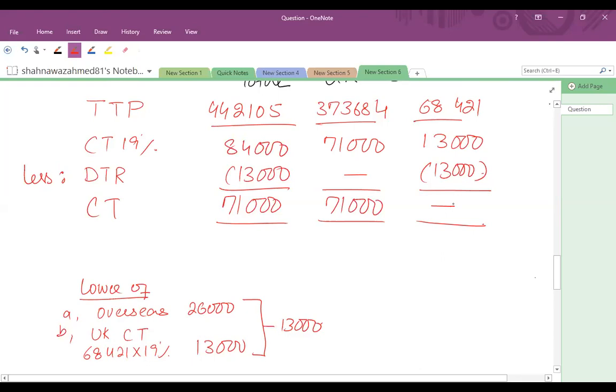There is no double tax relief for the withholding tax suffered on the dividend received. Why? Because the dividend is a non-taxable item in the UK.